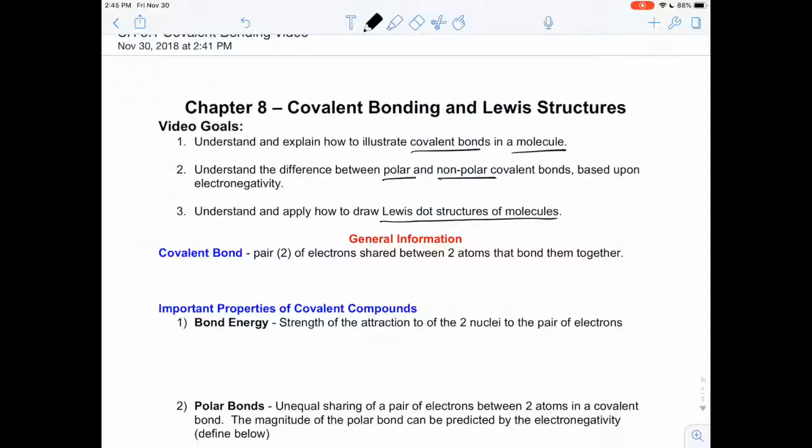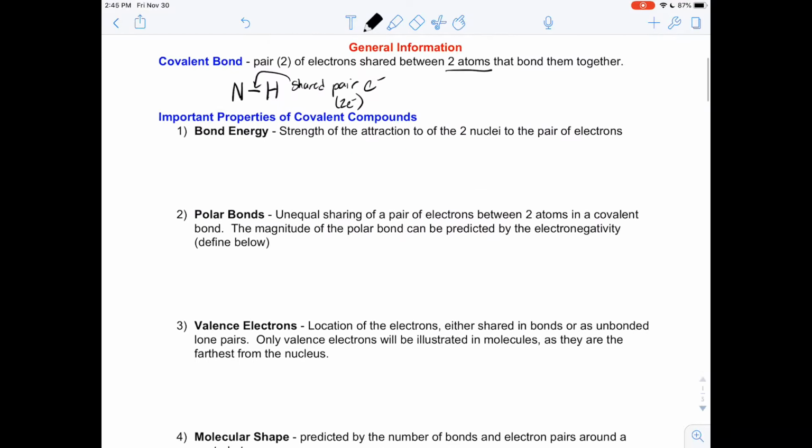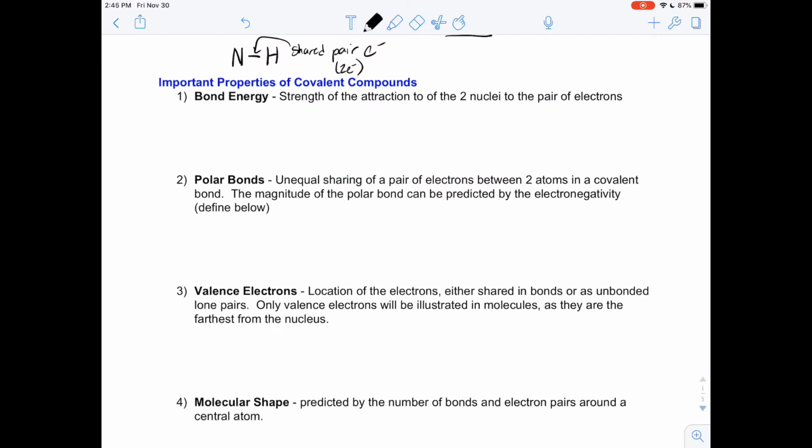So just to remind us, a covalent bond is when we share a pair of electrons between two atoms that brings them together. Okay, so for example, if we have nitrogen bonded to hydrogen, that line there represents a shared pair of electrons between those two atoms. Just a couple core informational topics that we want to make sure we're aware of.